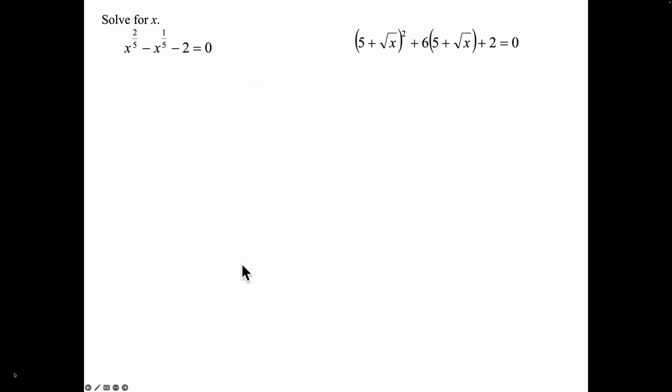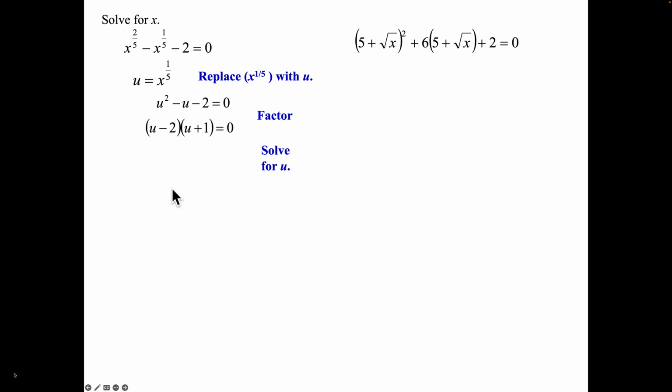Next, solve for x. We have x to the 2/5 minus x to the 1/5 minus 2 equals 0. Okay, there's my power of 2. That's going to be outside the parentheses, so x to the 1/5, that's my u. So that now gives me u squared minus u minus 2 equals 0. This factors to u minus 2, u plus 1, which we then can solve for u. So u equals 2 and u equals negative 1. Then we'll bring back the x to the 1/5 power.